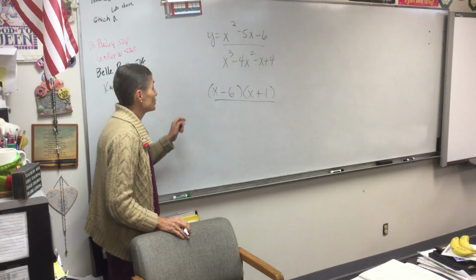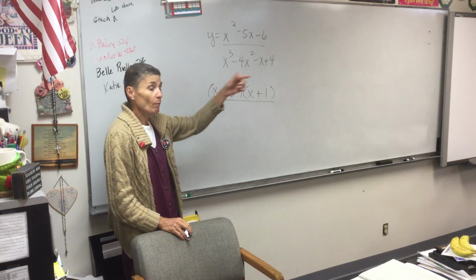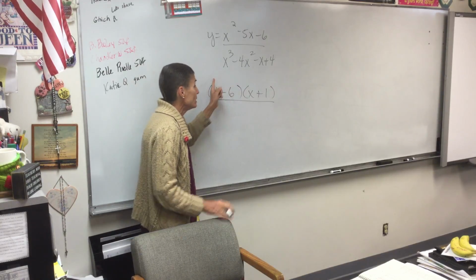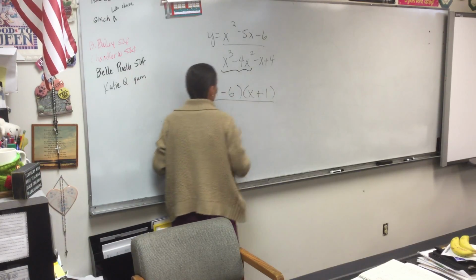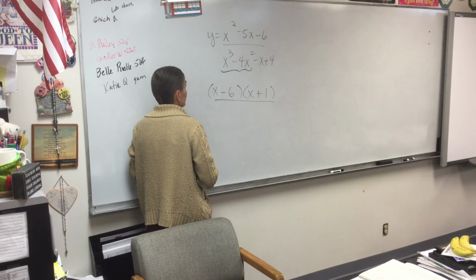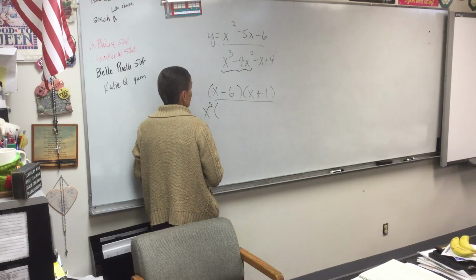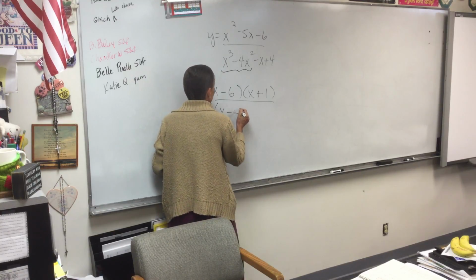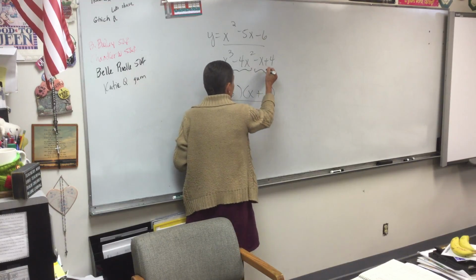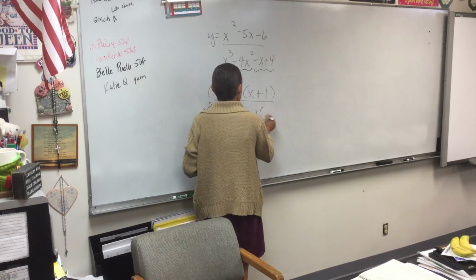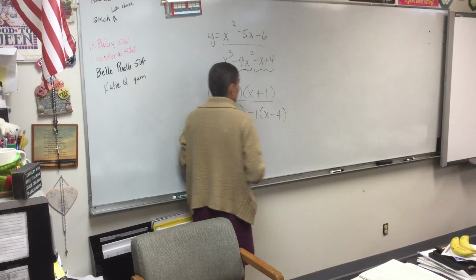You have to group it. This is what we talked about in the last chapter. There's too many numbers there, so we'll look at these two. What can I take out of those two? X squared. And I'll be left with x minus 4. Now what can I take out of these two? Negative 1. And I'll be left with x minus 4.